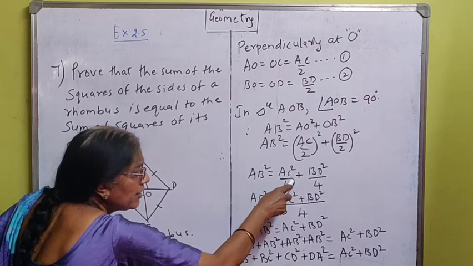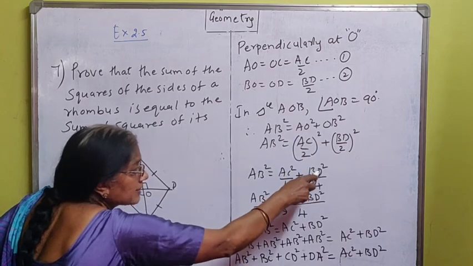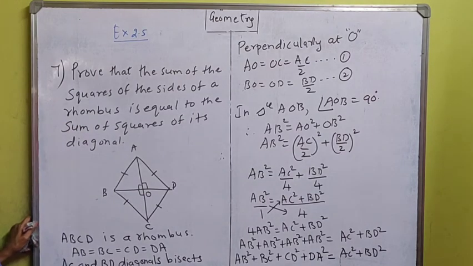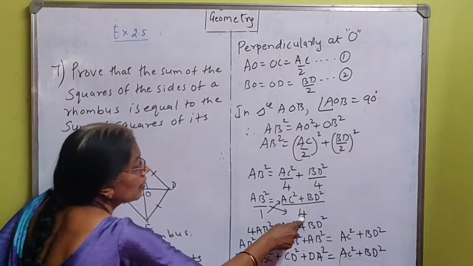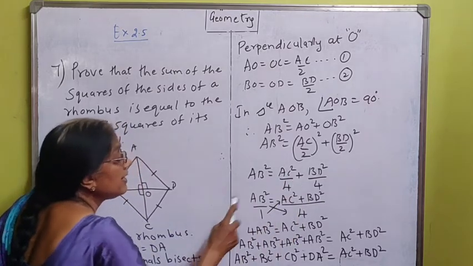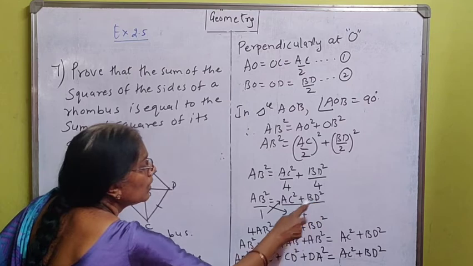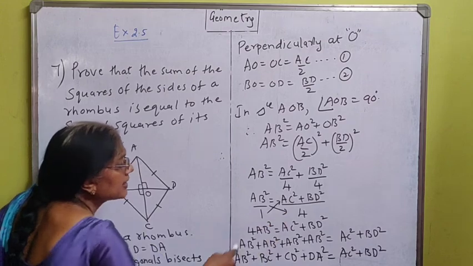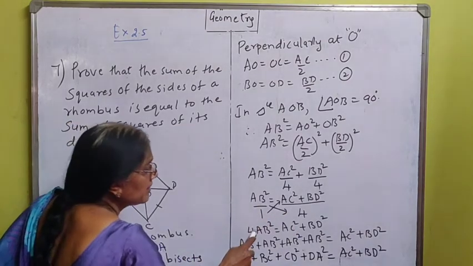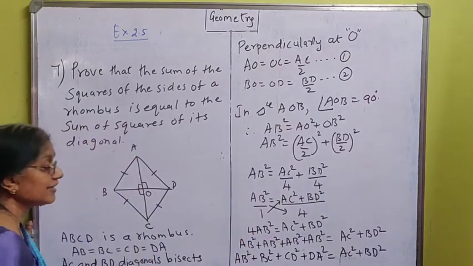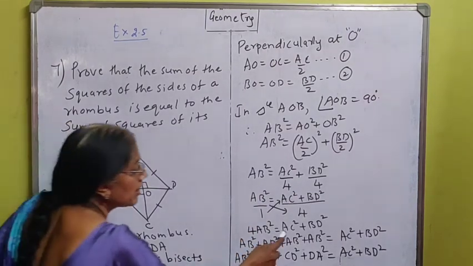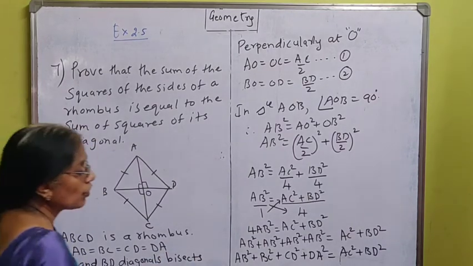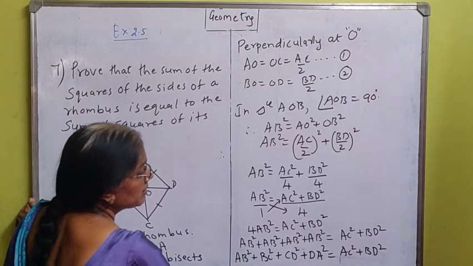So you got AC square by 4 plus BD square by 4, since 2 the whole square is 4. So there is a common denominator, 4. The numerator will remain as it is: AC square plus BD square, the whole divided by 4. AB square has 1 as its denominator. Let us cross multiply. So 4AB square is equal to AC square plus BD square. Now look at 4AB square, it means how many times AB square? 4 times: AB square plus AB square plus AB square plus AB square.